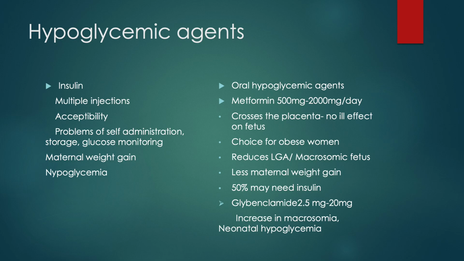But one problem with metformin is that glycemic control may not be optimum in 50% of the women, and they may require an additional dose of insulin. Glibenclamide is another drug which can be used during pregnancy, and the dose is 2.5 to 20 milligram. But there is an increase in the incidence of macrosomia and neonatal hypoglycemia when we use glibenclamide. Hence, it is not commonly used.